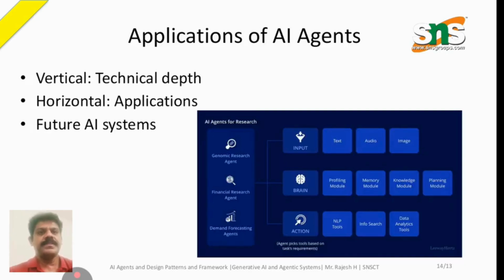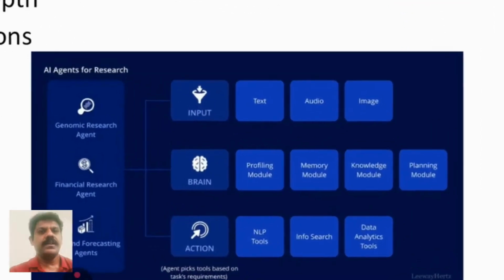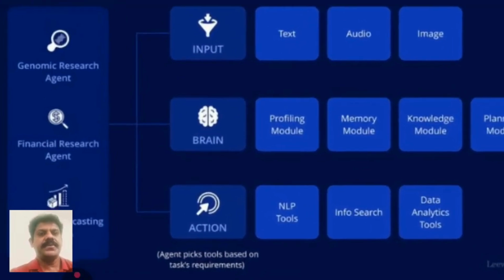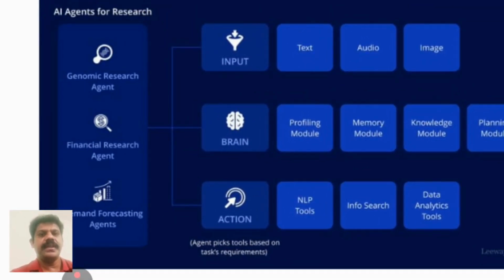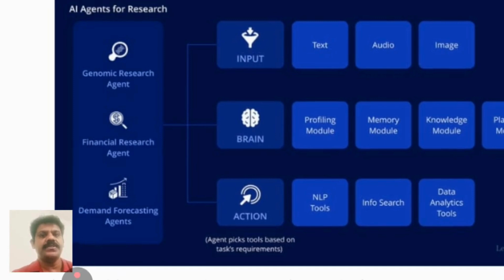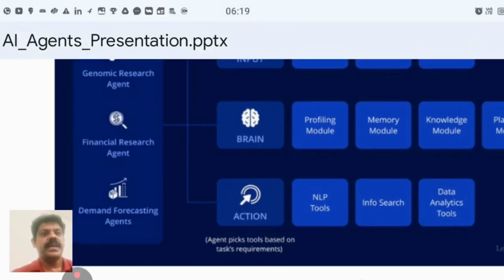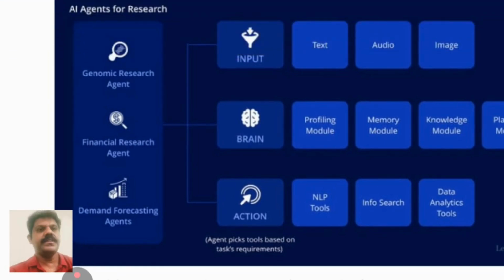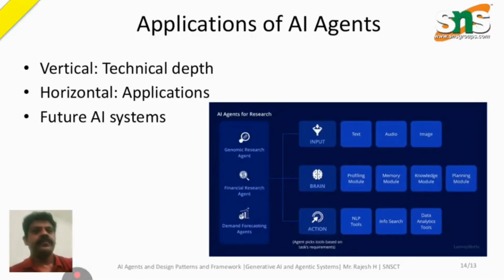And here are the applications where, as per the T-shaped model, AI agents are highly used in geometric research agents. It is used in financial research, and also in demand forecasting agents. At each level, you see the cognitive level and action, how it is explained with the profiling process, and how the other modules, such as the memory module and knowledge module, are explained.